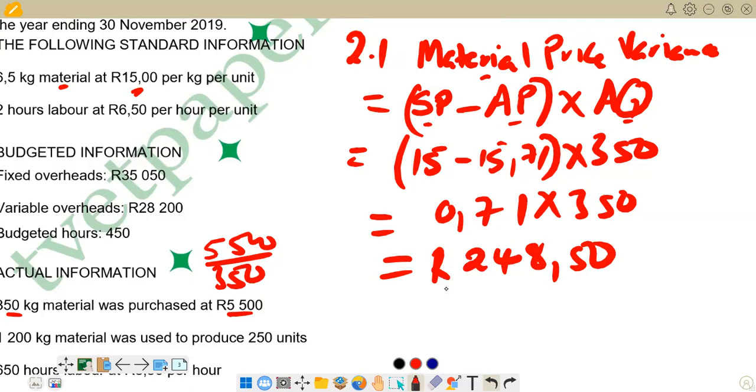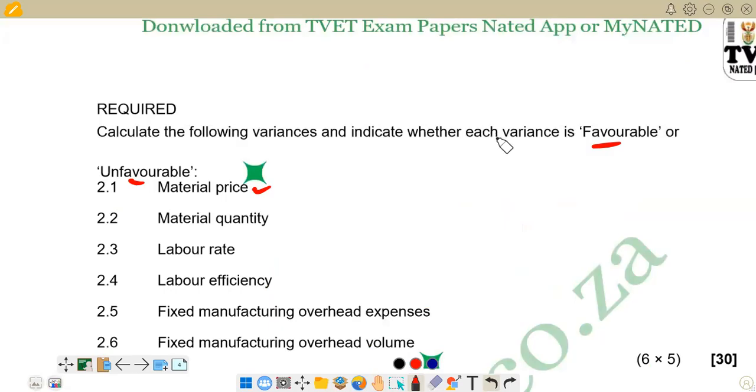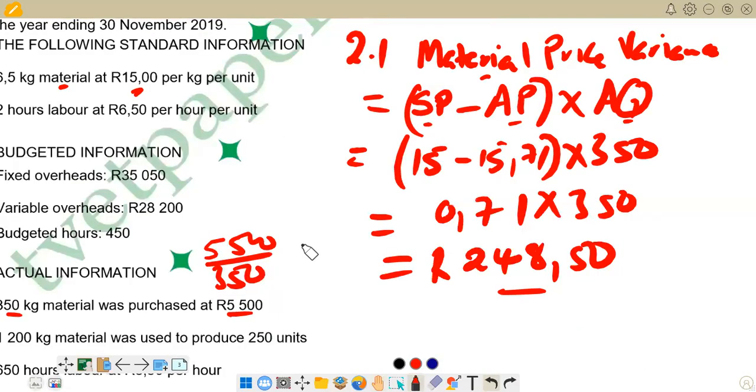248.50, which is in rands. And remember the emphasis of the question, we can go back to the question and check what it is saying. The question said: indicate whether each variance is favorable or unfavorable. So to identify if it's favorable or unfavorable, you have to check which one is greater, the standard price or the actual price.